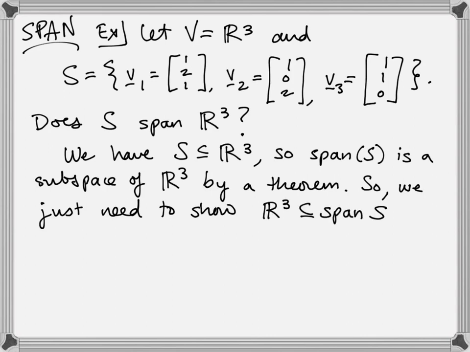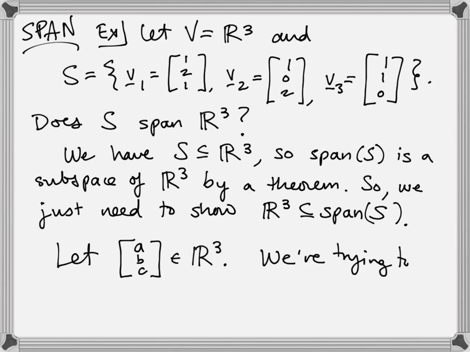Well, what does that mean? We want to take an arbitrary vector in R3. So let's look at ABC. And we're trying to find these real numbers x, y, and z so that we can write ABC as a linear combination of v1, v2, and v3. That is, ABC should be x times v1 plus y times v2 plus z times v3.